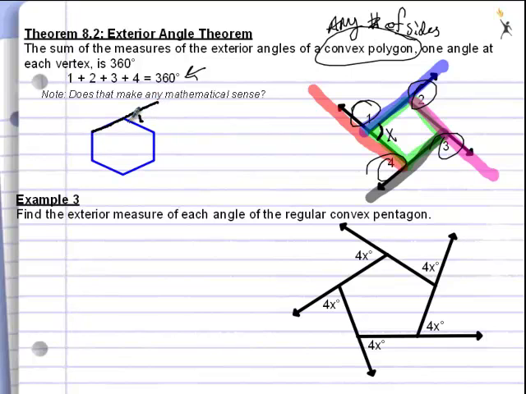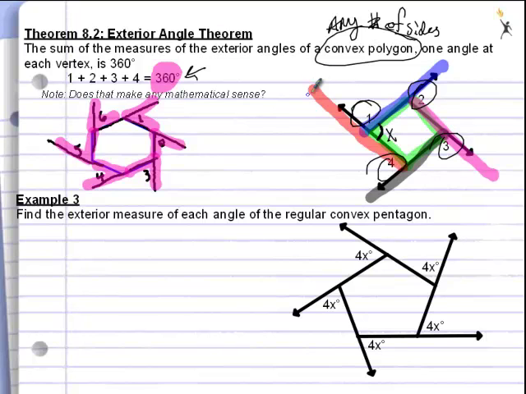Call that 1, 2, 3, 4, 5, and last but not least 6. All of these exterior angles have to add up to 360 degrees. It doesn't matter if the shape has 6 sides. It doesn't matter if it has 4 sides. The exterior angles always add up to 360 degrees.